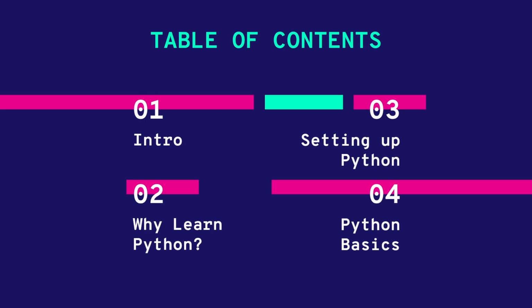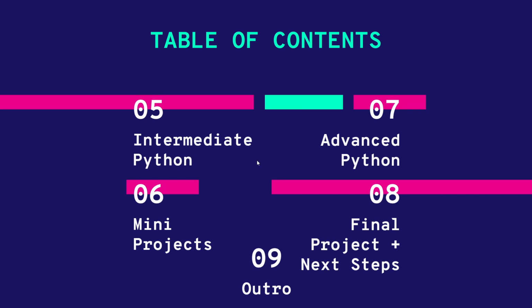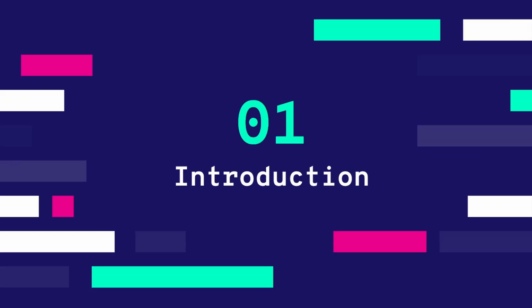This is our table of contents. First, we'll start out with a quick introduction about me, and then we'll move on to number two, why I learned Python. Number three, how to set up Python. Number four, the basics to Python. Number five, the intermediate version of Python. And then number six, we'll take a quick break and make some mini projects. Number seven, advanced version of Python. And then number eight, which will be our final project and some next steps, which I'll just like yap about. Yeah. And then we'll end with number nine, the outro.